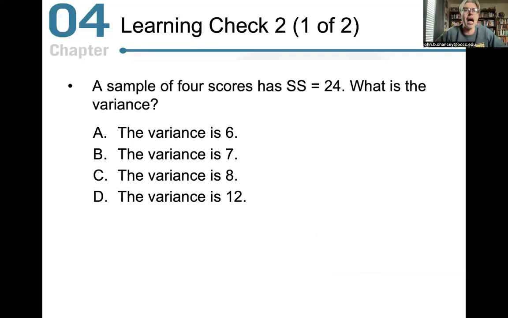Okay, let's do a quick check. A sample of 4 scores has a sum of squares that equals 24. What is the variance? Is it A, 6? Is it B, 7? Is it C, 8? Or is it D, 12?